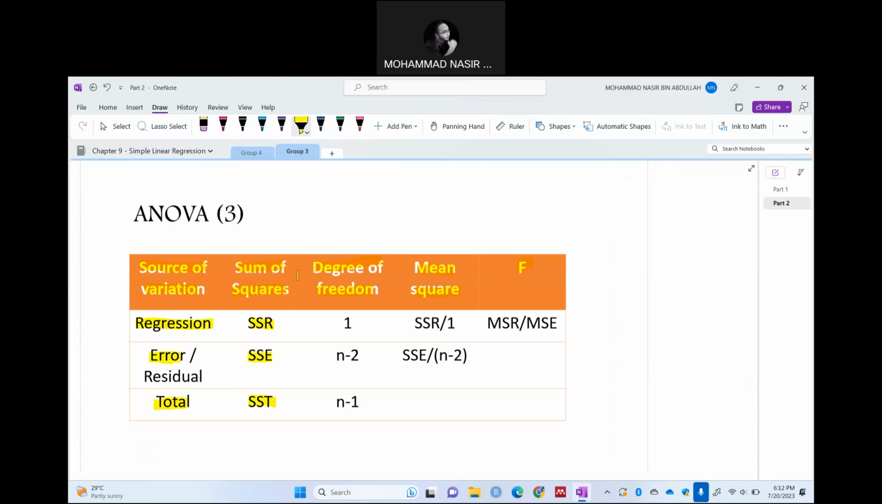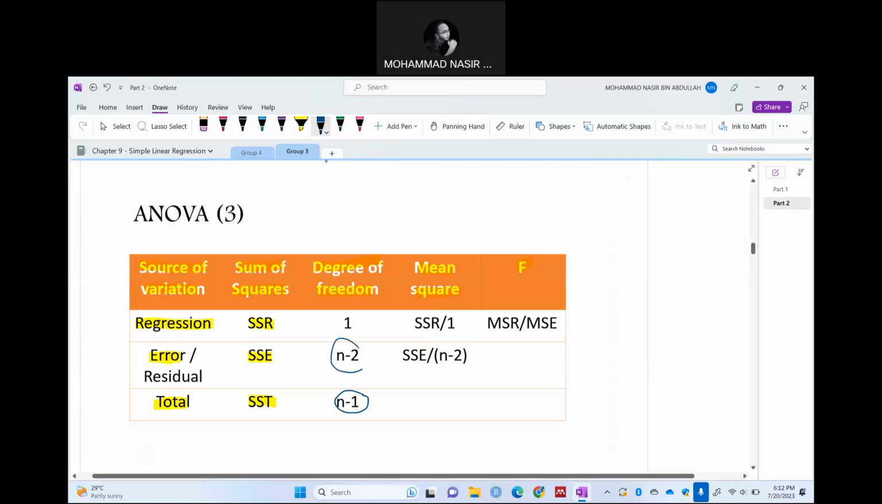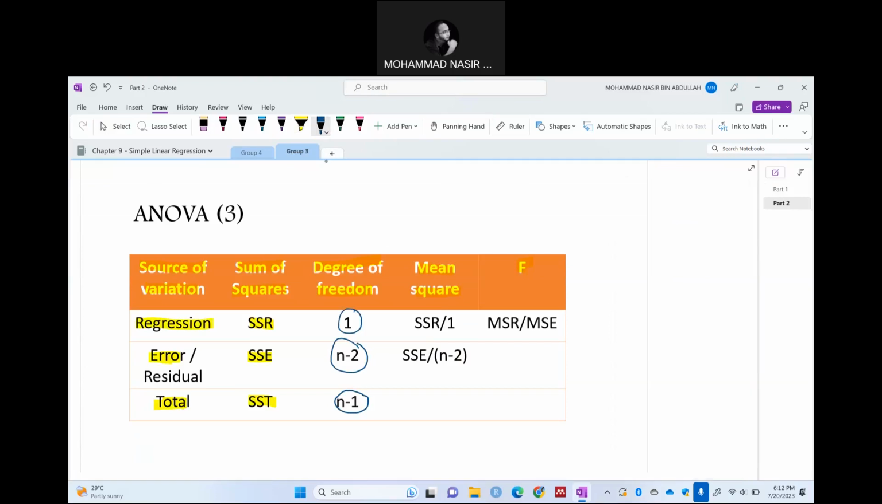For degrees of freedom, the degree of freedom for sum of square total is n-1. The degree of freedom for sum of square error is n-2, and for regression this is actually k. K is equal to 1. In simple linear regression, we only have one independent variable, so that's why k is equal to 1. So this is the number of independent variables.